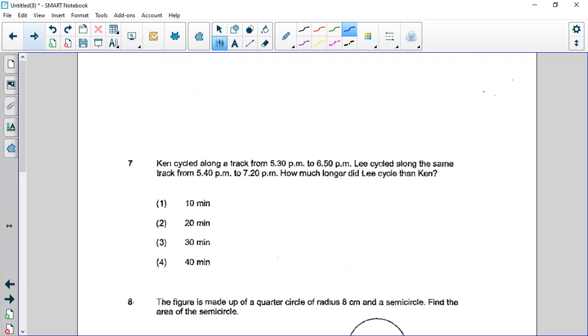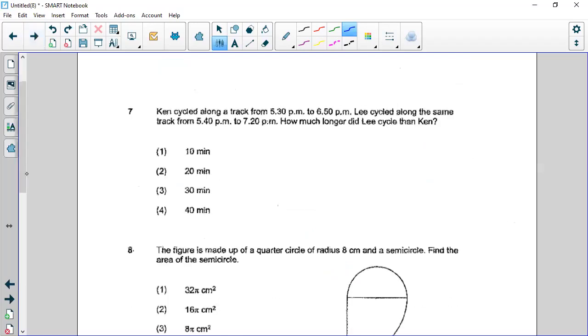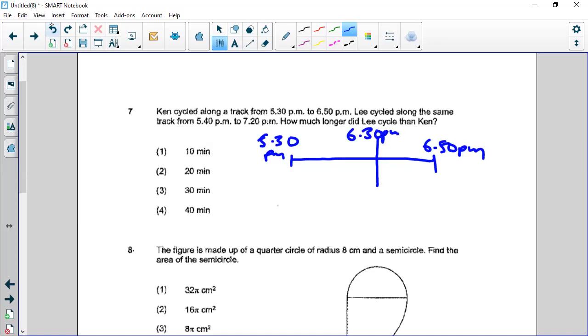Next question, question 7. Ken cycled along a track from 5:30 to 6:50 p.m. If you have difficulty trying to find the duration, then you should draw a timeline. So you have 5:30 p.m. and I draw a timeline. How many hours and minutes? You jump 1 hour until 6:30. So this is 1 hour already. And then this will be 20 minutes. So you have 1 hour and 20 minutes.